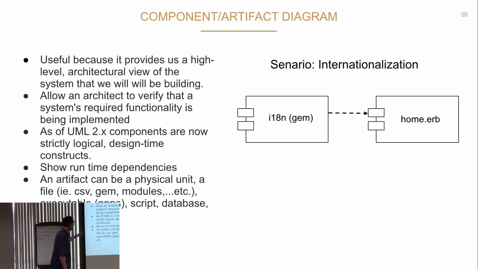Okay, an artifact can be a physical unit, a file, gems, modules. Yeah, we're on Rails, and so it's not uncommon for me to put some gems up in a component diagram. Show me how this gem, this is the internationalization gem, shows how it works with my home page. Okay, interact. So that's all that gem does. Similar things in Java, similar things in PHP. Yeah, you guys are familiar with it.